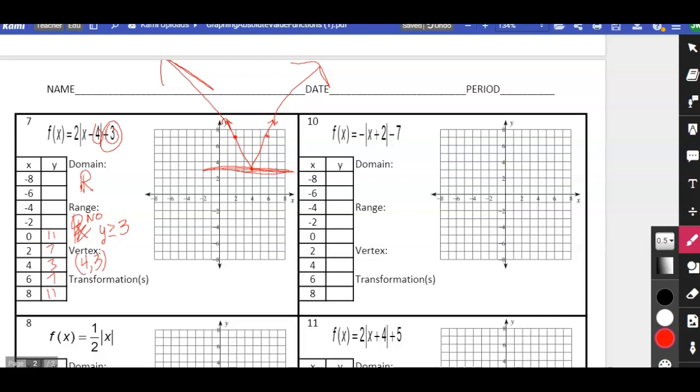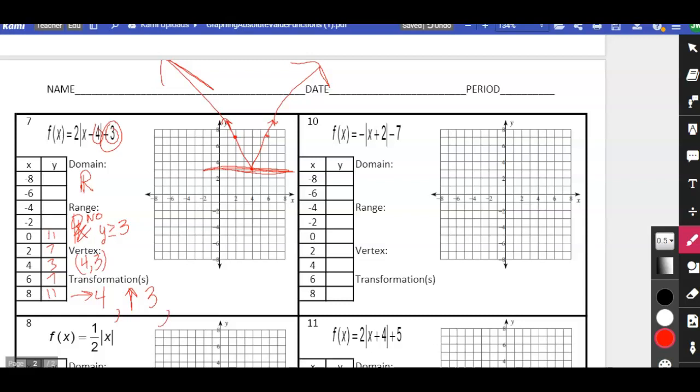Right? What kind of transformations did we have here? Okay, so we went to the right 4 spots. That's one transformation. We also went up 3 spots. It's another transformation.